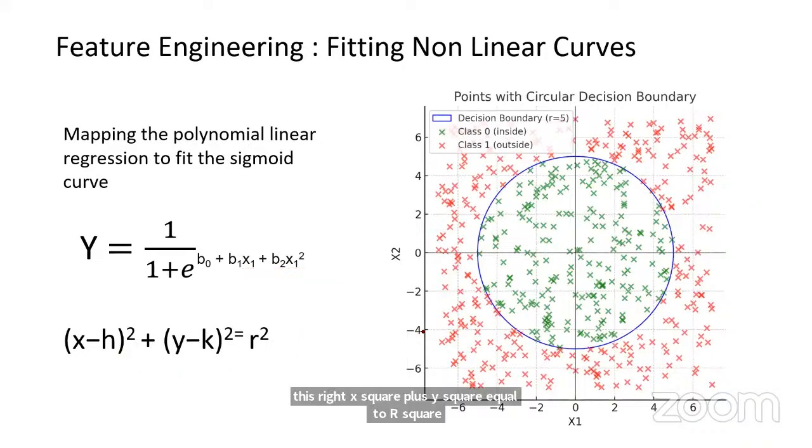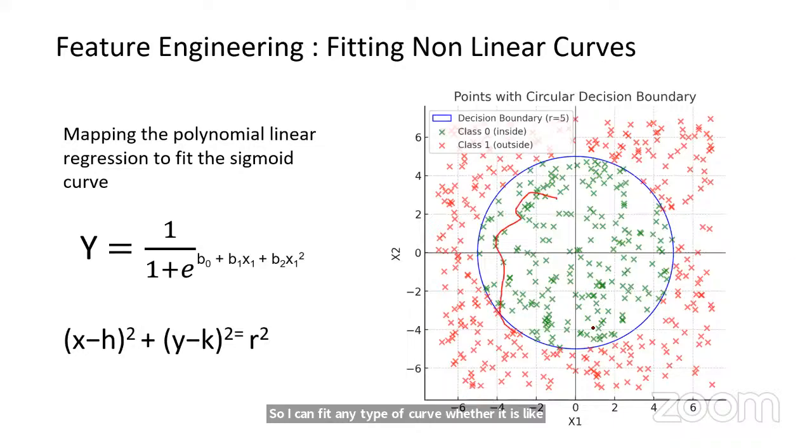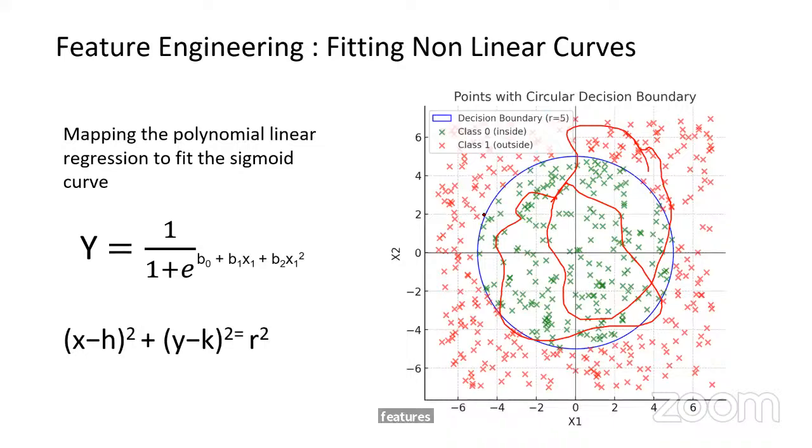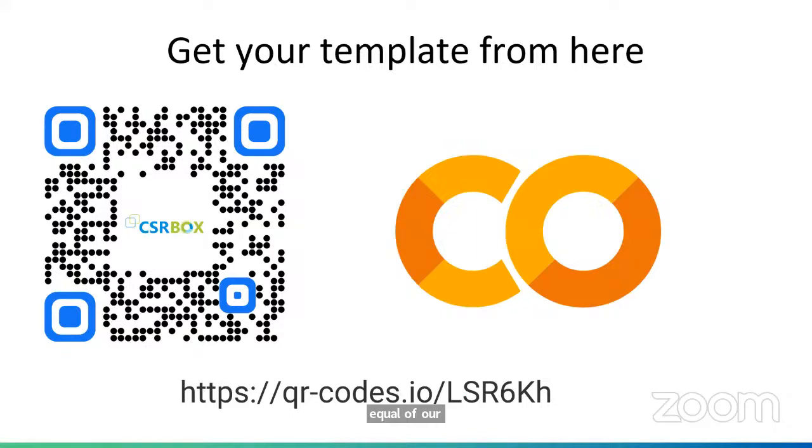So I can fit any type of curve, whether it is like this, whether it is like this, by changing the polynomial features here. If I change the degree of polynomial, I will be able to fit any curve, and I will be able to do any classification of our data.